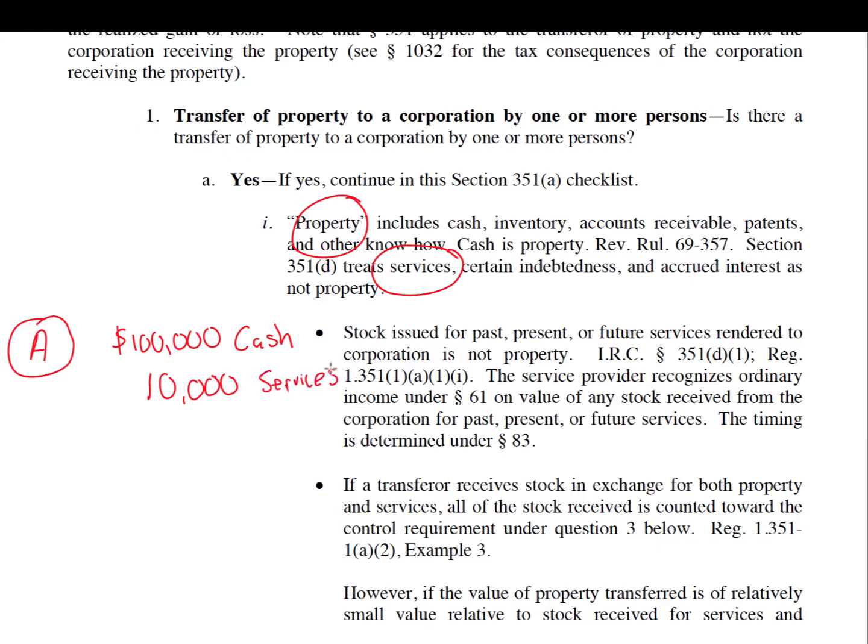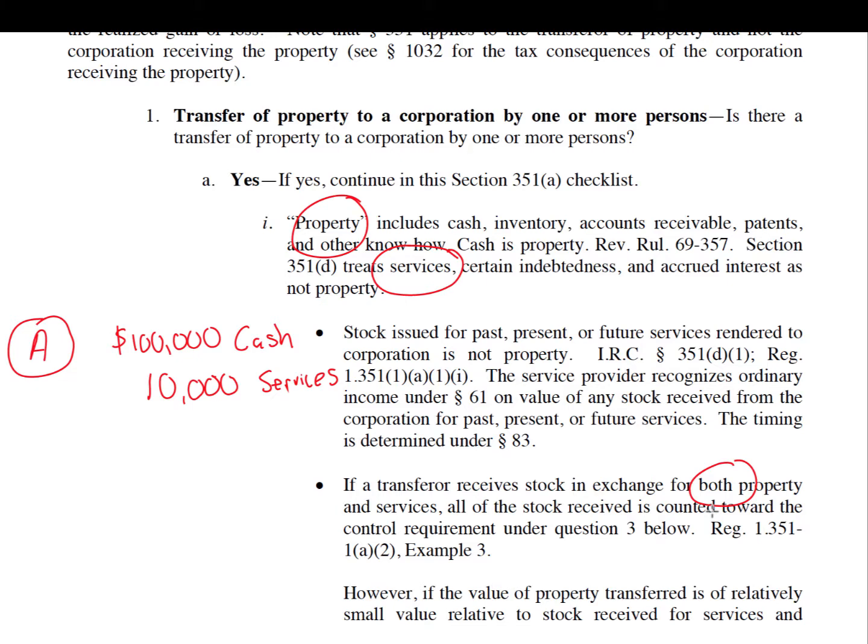The idea here is that if A just contributed services in exchange for stock, guess what? That's not property. However, cash is considered property under Revenue Ruling 69-357. Therefore, if a transferor receives stock in exchange for both property and services, all the stock received is counted towards the control requirement for later on.